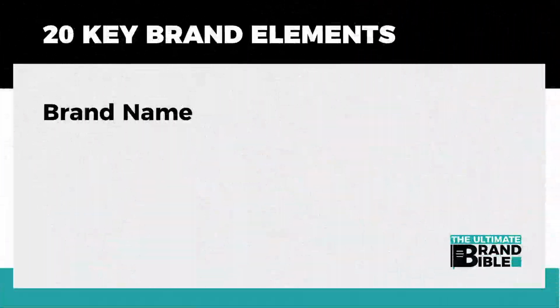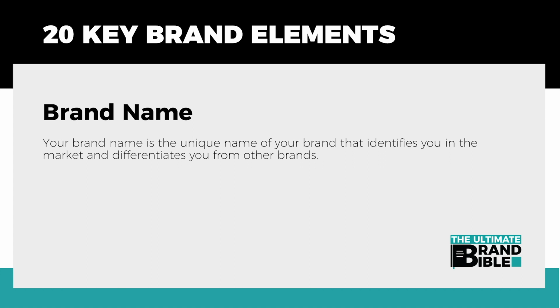The first one we'll be dealing with is brand name. Your brand name is the unique name of your brand that identifies you in the market and differentiates you from other brands. Now, your brand name is not to be confused with your trade name, because a lot of times these could be different. Your trade name is the name of your company, who's essentially the owner of the brands. For example, Nike is the brand of shoes, but it's produced by a company with a trade name, Nike Incorporated or Nike Inc. Sometimes it could be a completely different name, the trade name, to the actual brand names.